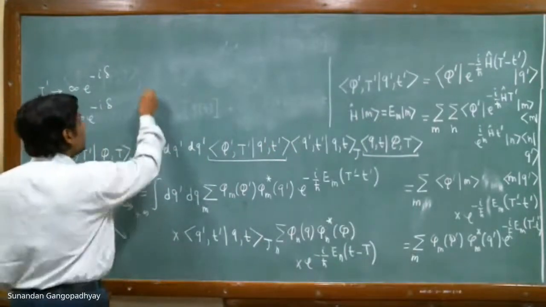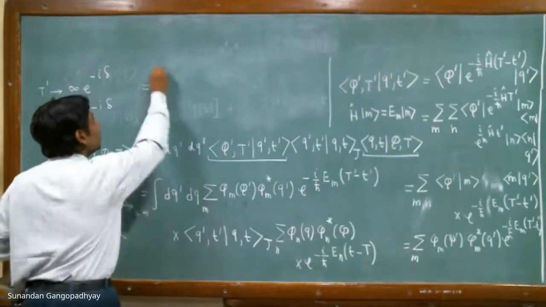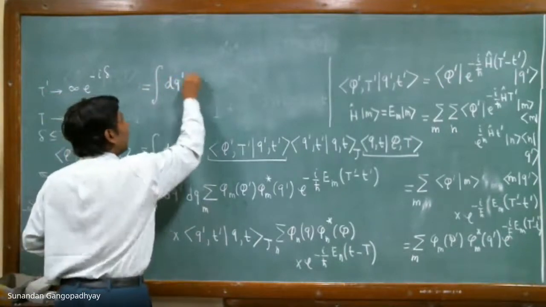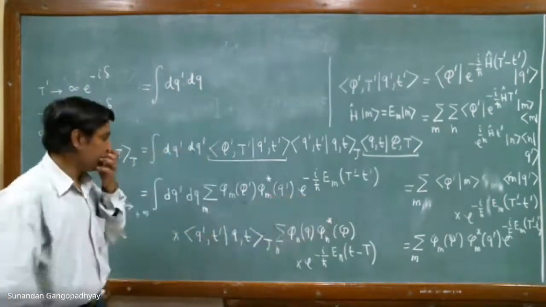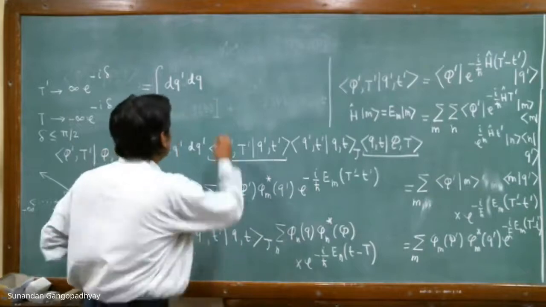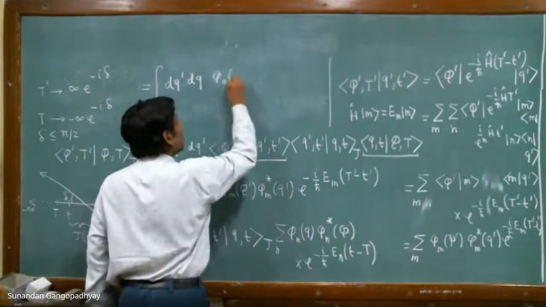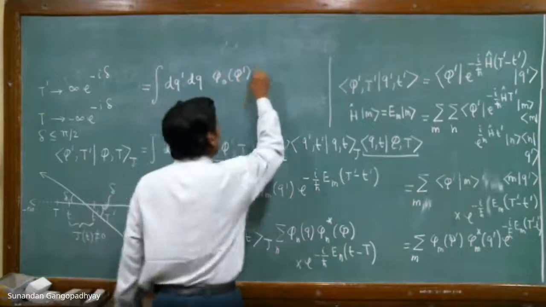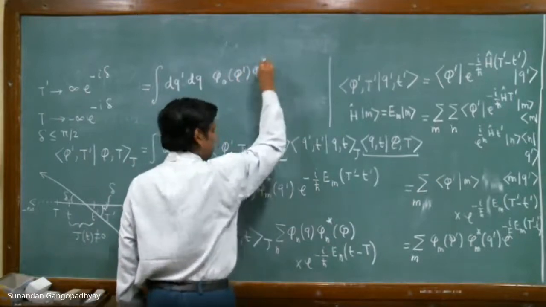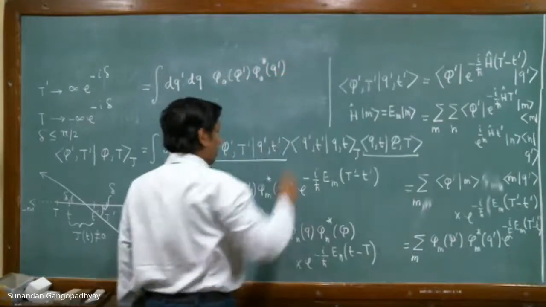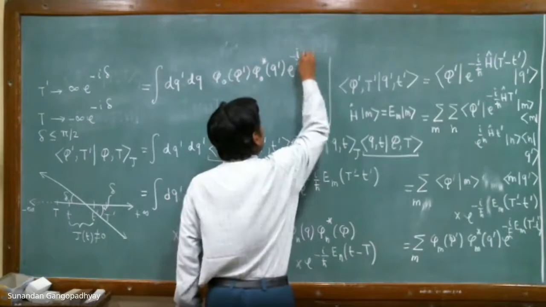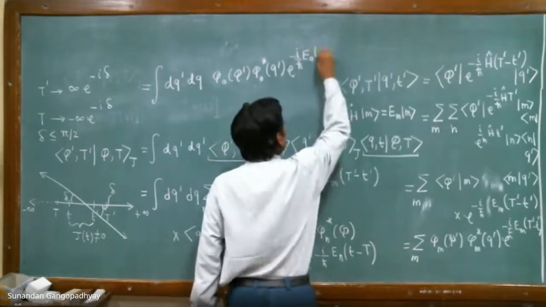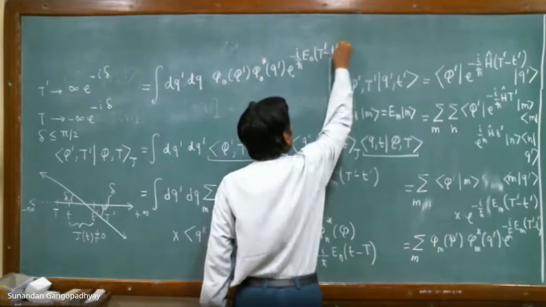So once this limit is taken, this expression simplifies to the following expression. Since only the m equal to 0 term survives here, we can just get rid of this sum and we can write this as phi naught q prime phi naught star small q prime exponential. So this is the first question.